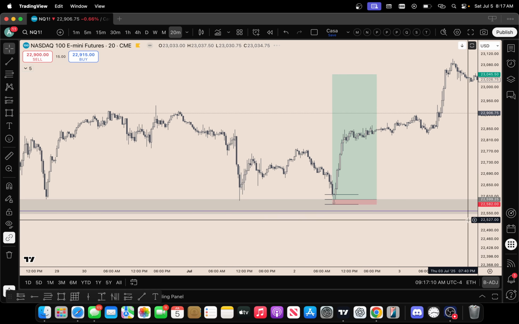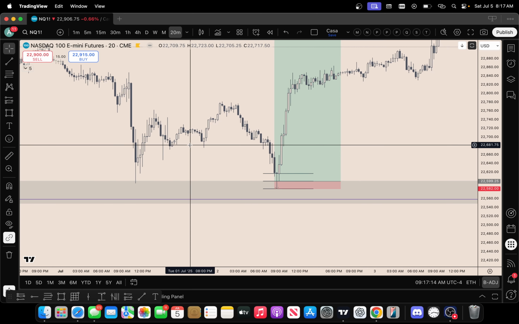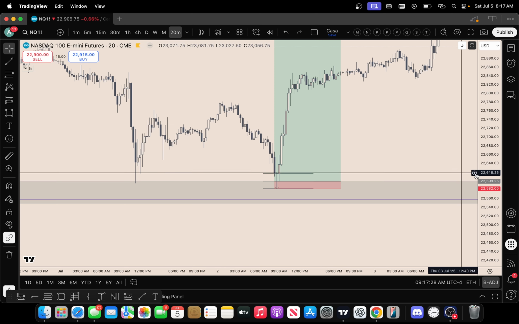So standard deviations, you just want to pull your manipulation leg. What is your manipulation leg? So there's two types of programs that we're in. We're either in a buy program or a sell program. In a buy program, we're making higher highs and then higher lows. And then in the sell program, we're making lower lows and then lower highs, right? So we're clearly in the buy program.